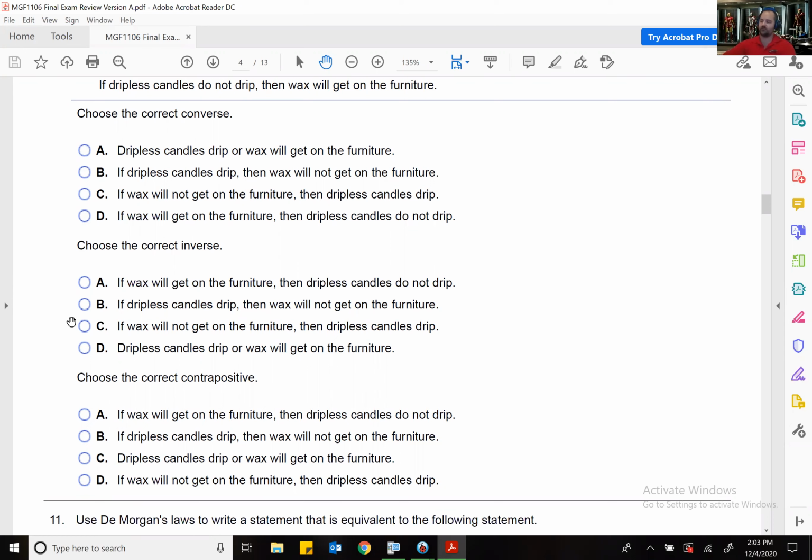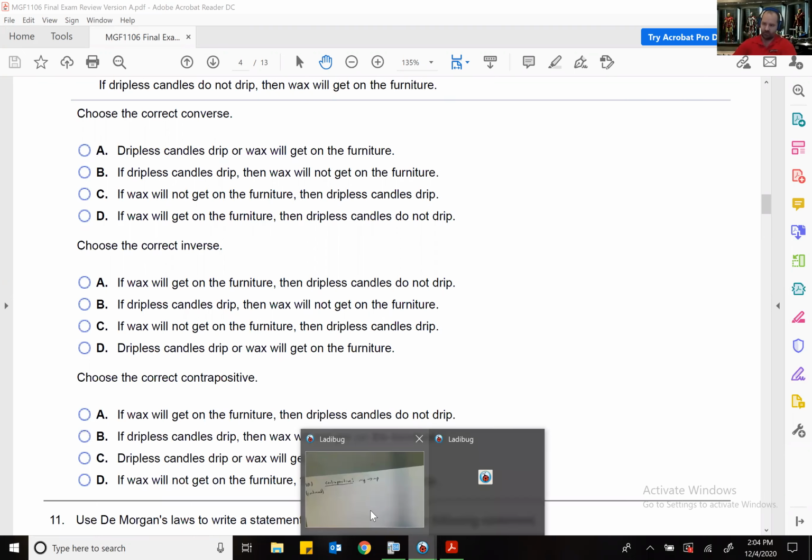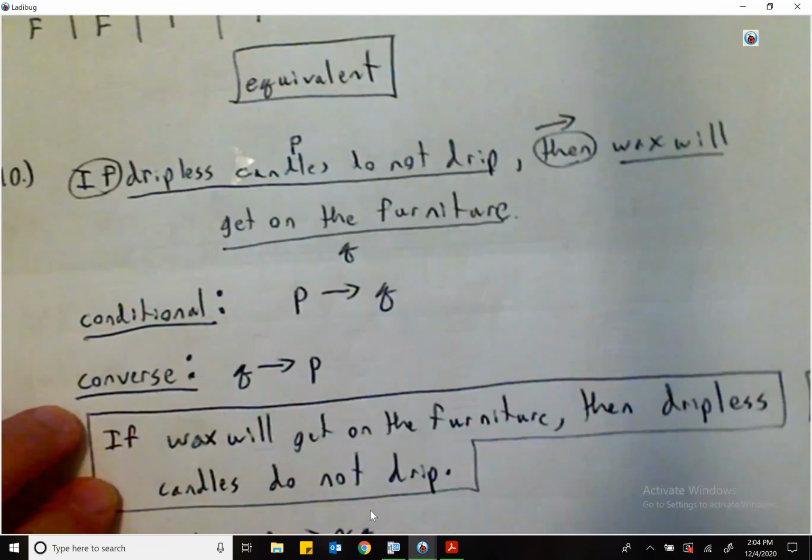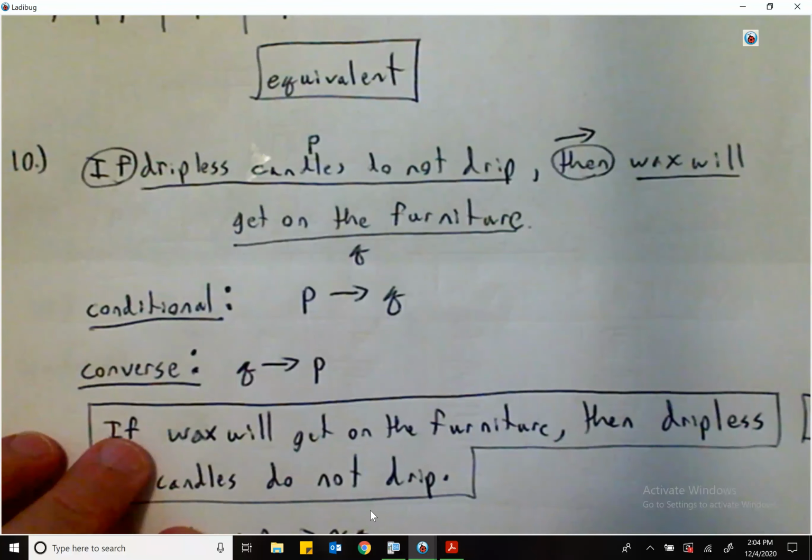And last but not least, for number 10 is the contrapositive. What are the symbols for the contrapositive? Negate Q arrow negate P. You got it. So what would be the contrapositive of our sentence? If what, then what? If wax does not get on the furniture, then dripless candles drip. There you go.